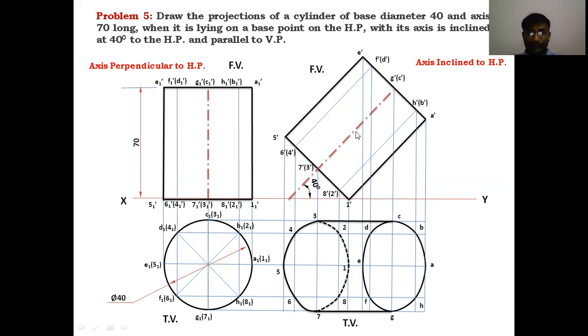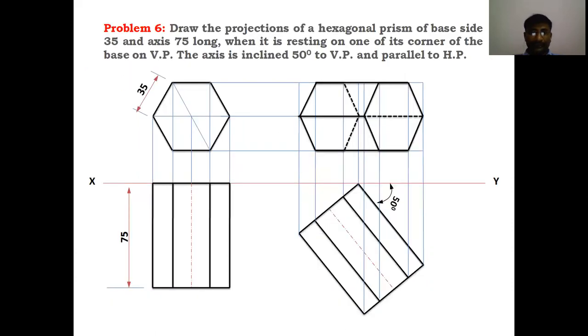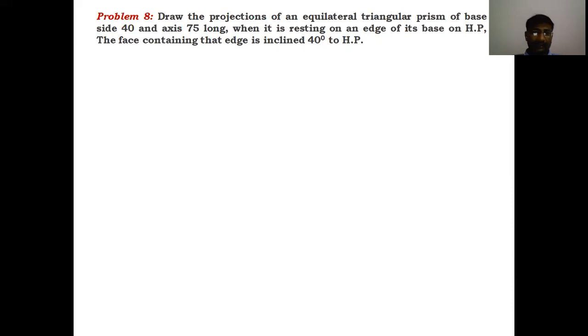So at 40 degrees, these two views are the final views, front view and top view. If you want to get these two views, you have to draw the first views first. Without those, we cannot draw these two views because we don't know the shape and size of this rectangle initially. If we draw the first stage, only then can we draw the second stage. Like this, you have to draw the cylinder position in different stages, as the axis is inclined to HP. Okay, then next problem. Let us go for this problem.